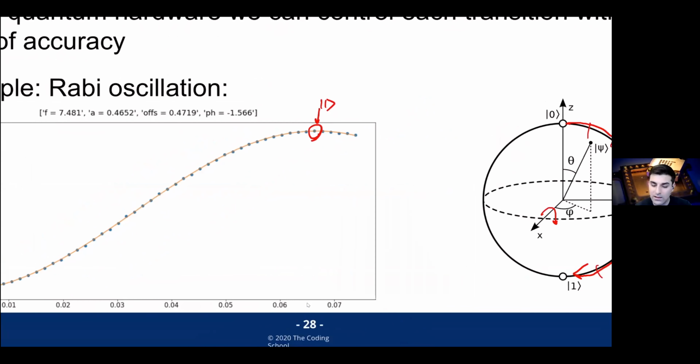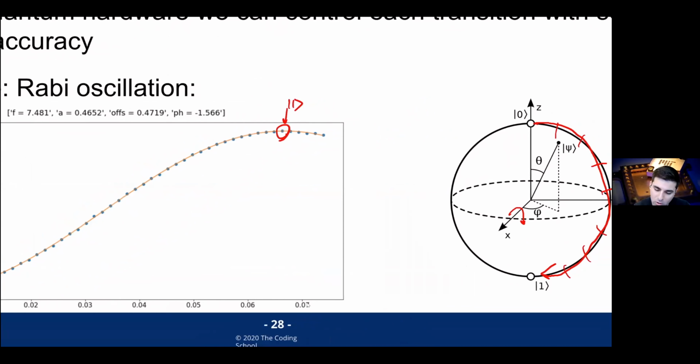And of course, if I keep this rotation going, I'm going to go back from 1 to 0. And that is something that you start seeing here. The population of the qubit starts going from mostly being in the 1 state to getting closer to being in the 0 state. And we can just basically loop around the Bloch sphere this way many times.